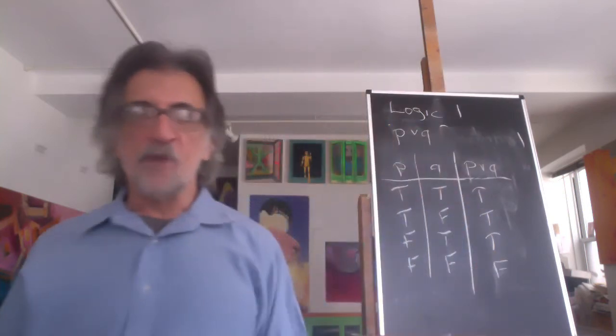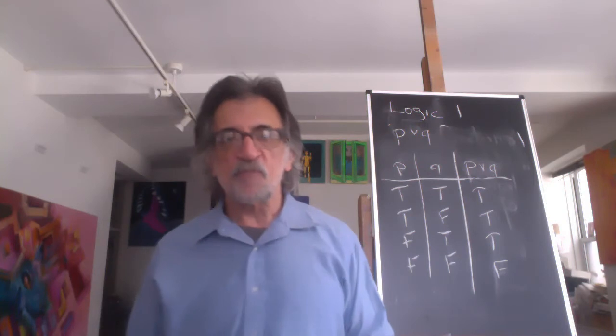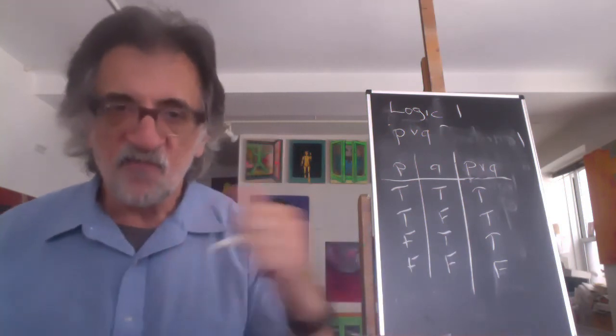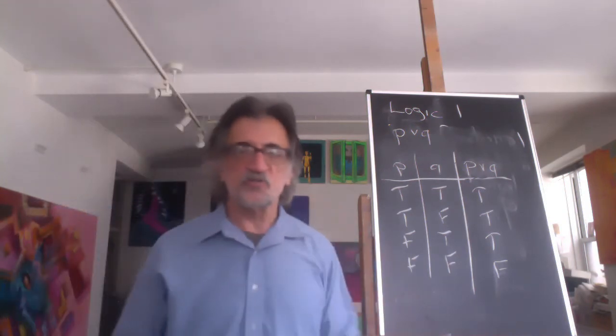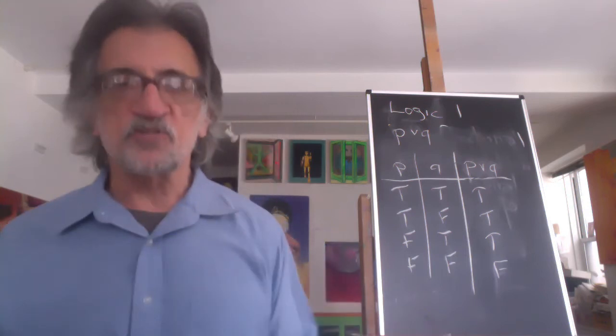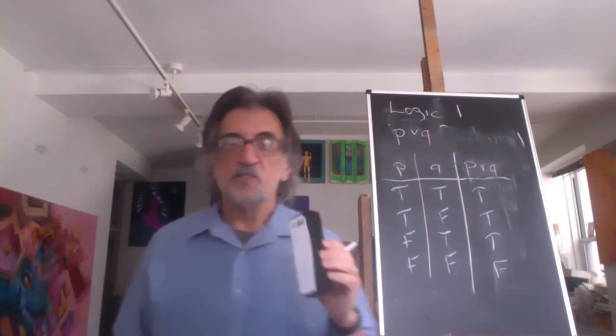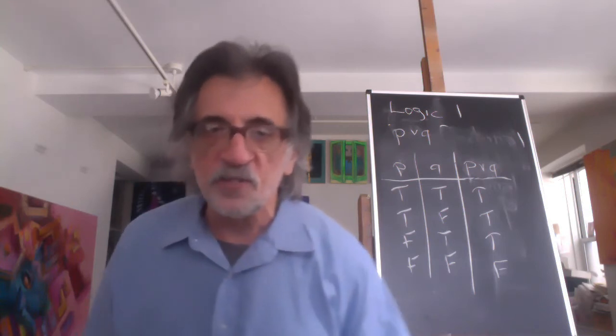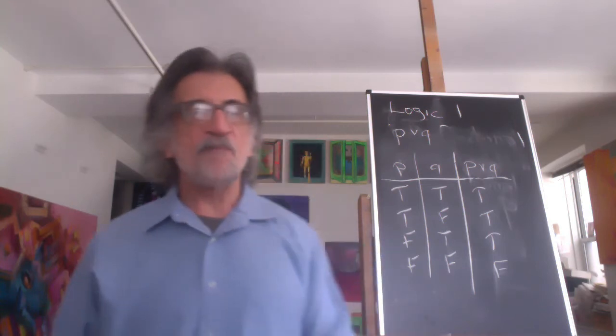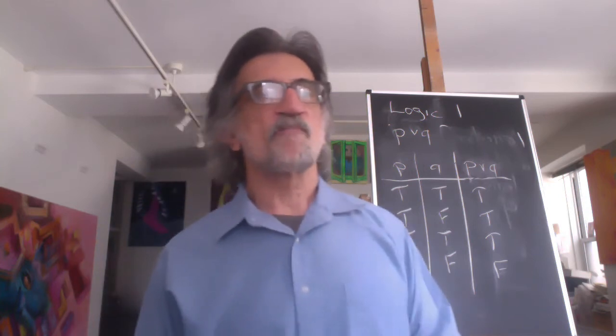The disjunction P or Q is true just in case either one or both of the elementary propositions is true. If P is true, the whole thing is true. If Q is true, the whole thing is true. If they're both true, the whole thing is true. The disjunction is only false in the one situation when P and Q are both false.